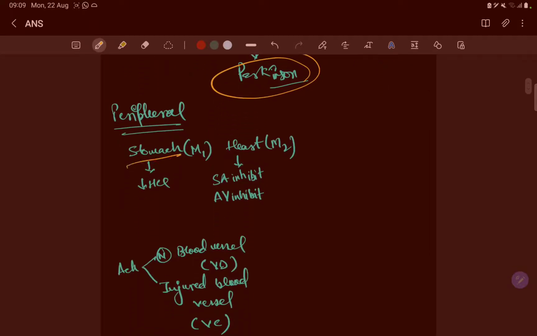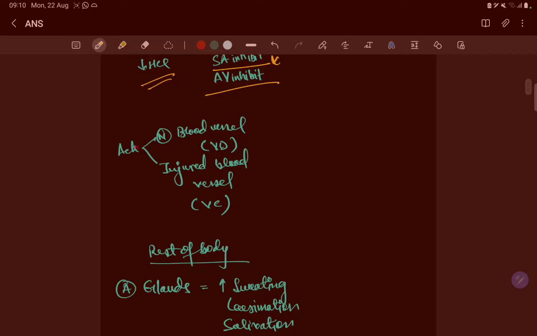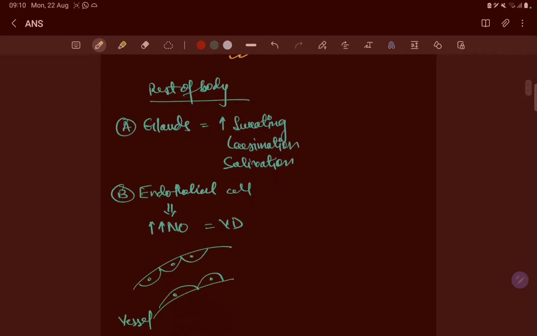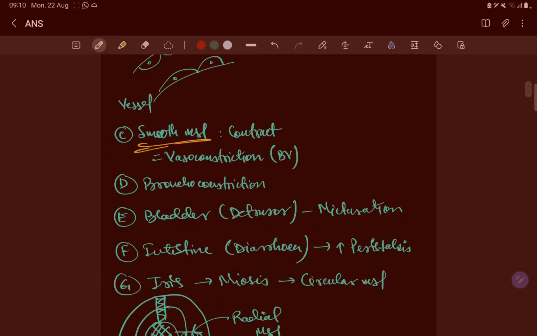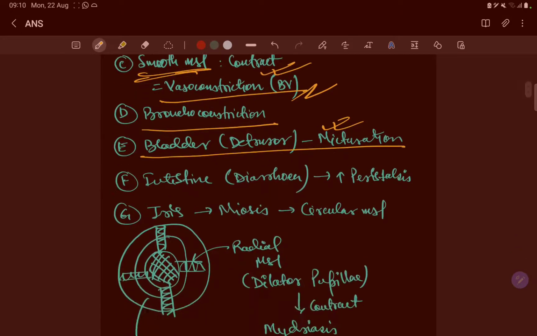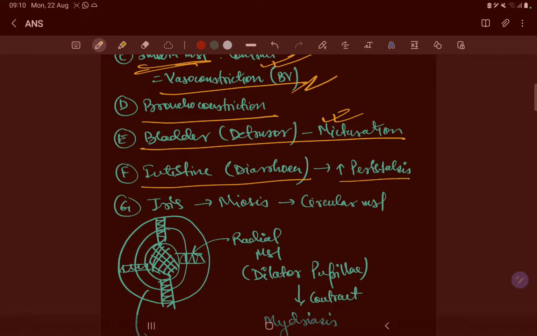Now peripherally, in the stomach there is the M1 receptor, in the heart there is the M2 receptor. In the heart, the sinoatrial node and AV node are inhibited, and in the stomach HCl is decreased. Now acetylcholine normally causes vasodilation in the blood vessel, but in an injured blood vessel it will cause vasoconstriction. Now the rest of the body: in the glands there is increased sweating, lacrimation and salivation. In the endothelial cells there is increased nitric oxide production, leading to vasodilation. In smooth muscle they lead to contraction, vasoconstriction, bronchoconstriction. The bladder leads to micturition and relaxation, and the intestine leads to diarrhea or peristalsis.